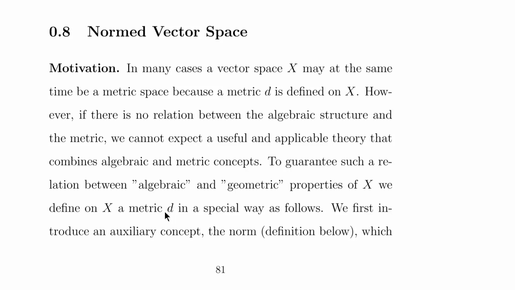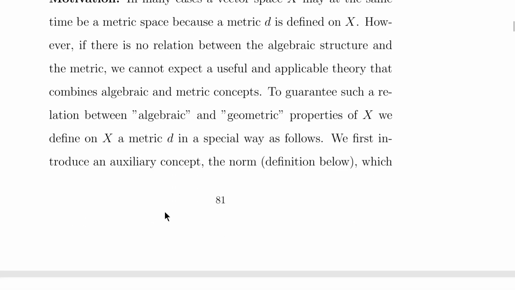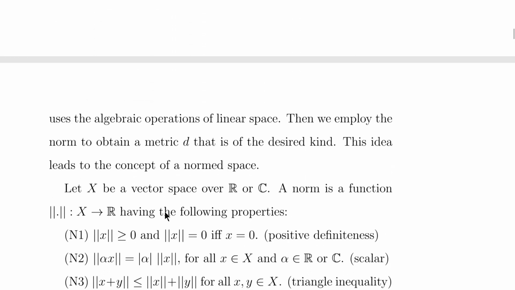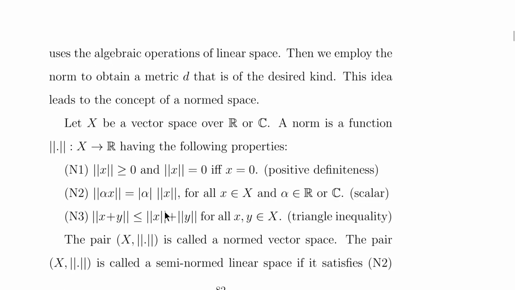First, we have to introduce the auxiliary concept of a norm, which uses algebraic operations of the linear space. Then we apply the norm to obtain a metric d that is of the desired kind. And this idea leads to the concept of a normed linear space.